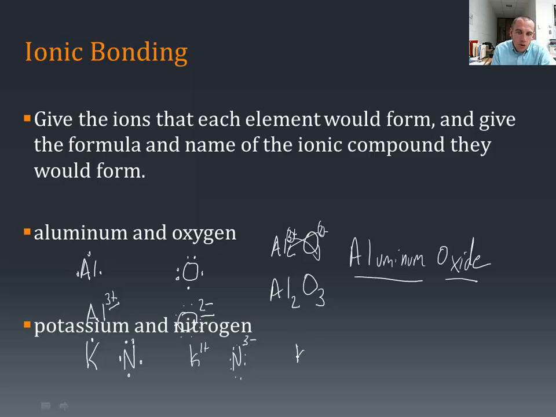So I'm going to need 3 potassium ions for every nitrogen ion in order to get this thing back to a neutral compound. So I have potassium nitride. Nitride. Again, the ending changed to IDE. That's what happens when you name ionic compounds.